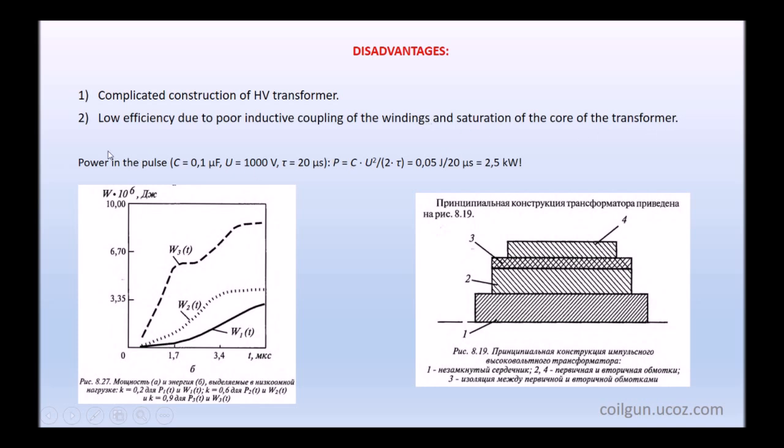of the transformer. For example, I wrote here some calculations for a capacitor of 0.1 microfarad, initial voltage of 1000 volts, and pulse duration of 20 microseconds is such a mean value of this tau. We have power of 2.5 kilowatts in the pulse. So any portable transformer will be saturated under such conditions.